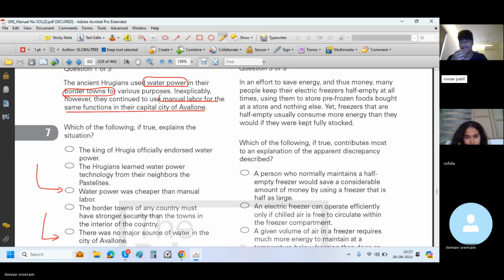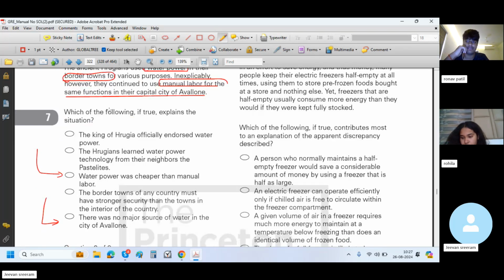Right. So in the border towns, they are using water power, but in the other cities, they are just going with manual labor. People are doing things manually, but in the border towns, they are able to use water power. So there might be more water resources in the border towns, right? Let's see which of the following, if true, explains the situation.